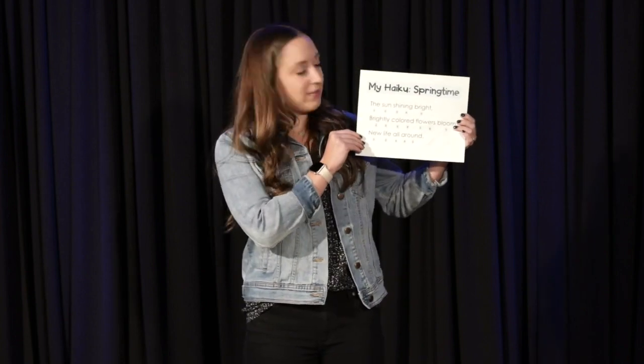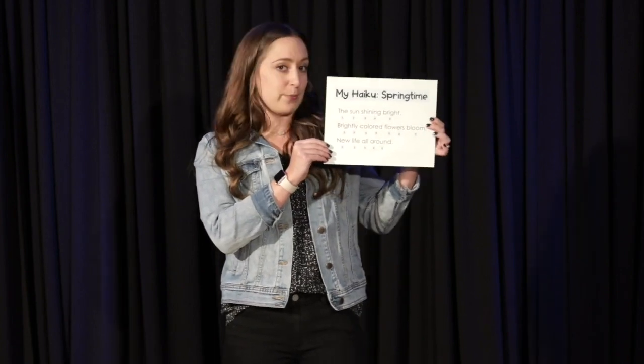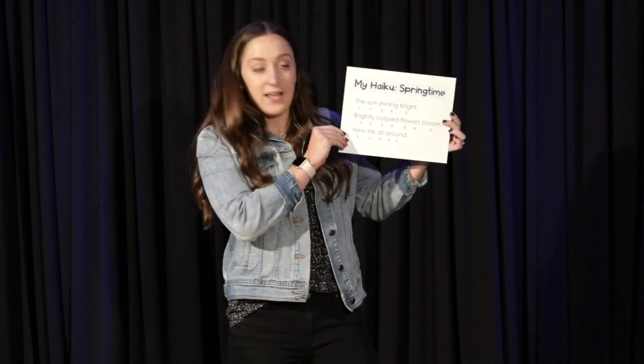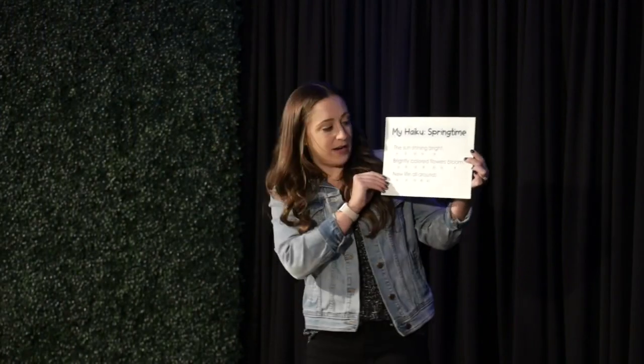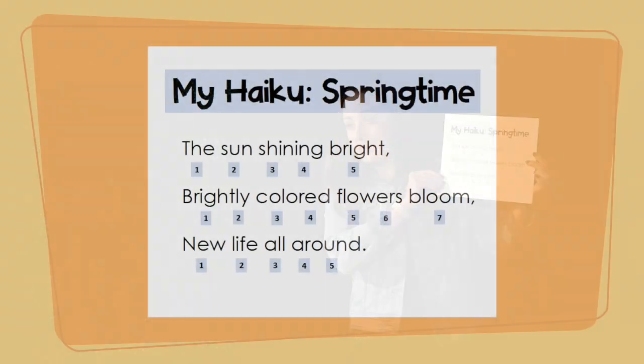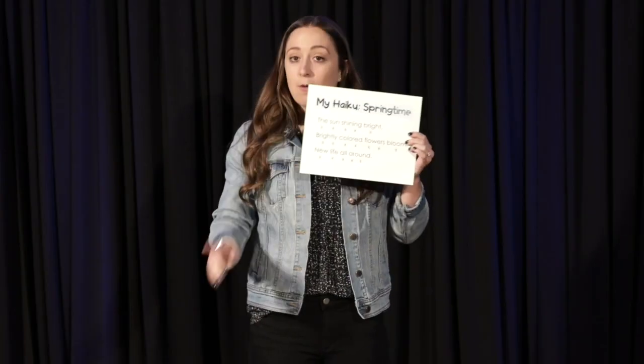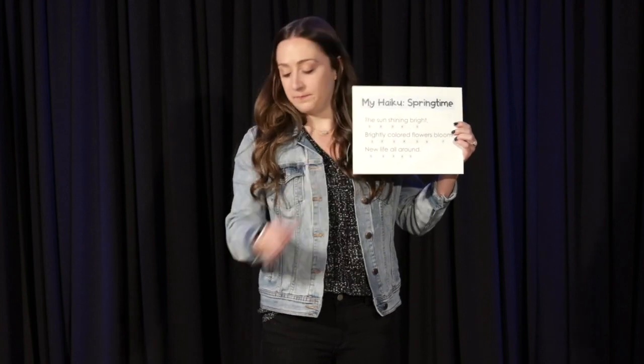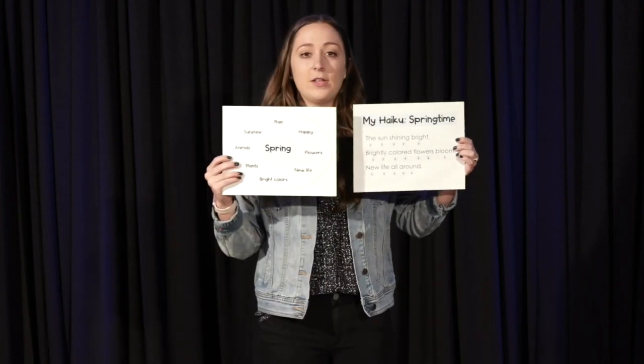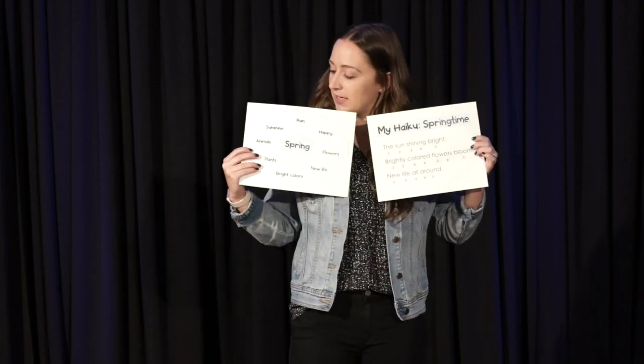So my haiku, I gave it a title, and I decided to call it Springtime since this was our topic, and this is what we're thinking about with writing our haiku poem. I wrote, "The sun shining bright, brightly colored flowers bloom, and new life all around." So I want to show you how I took words from my circle map and helped make them into my haiku poem. So if you look here, you see I have the word sunshine.